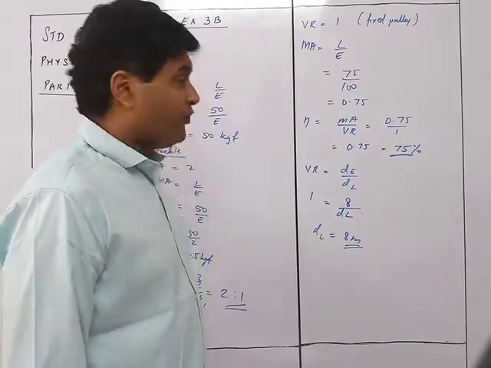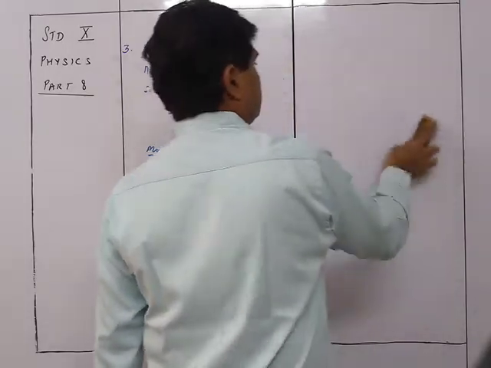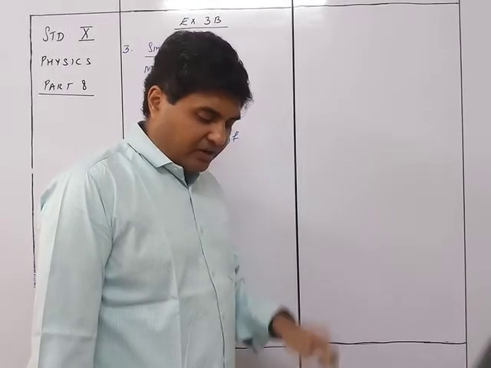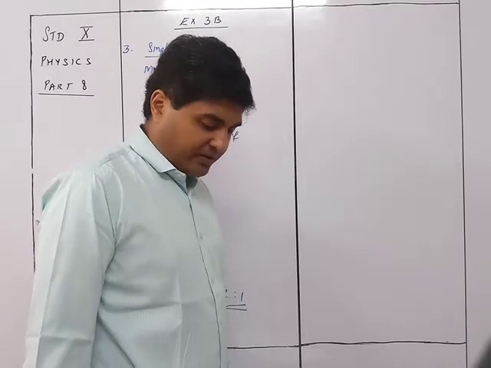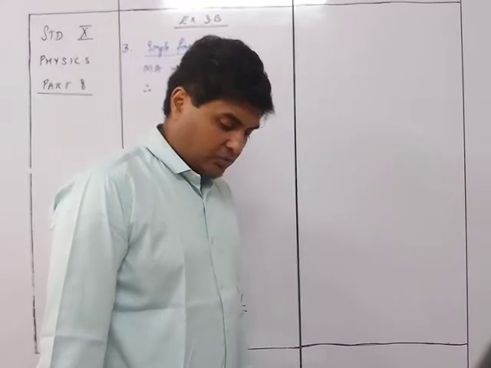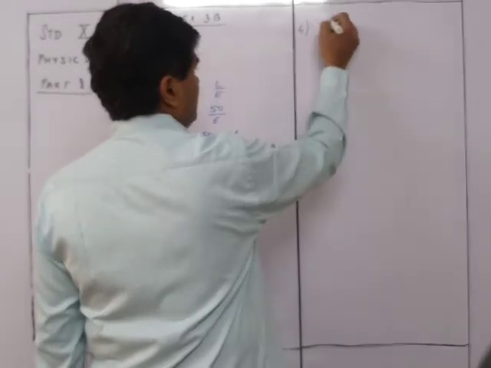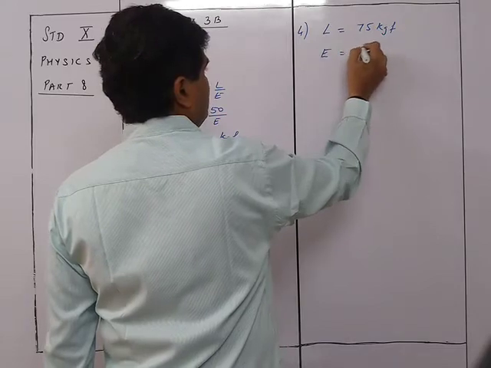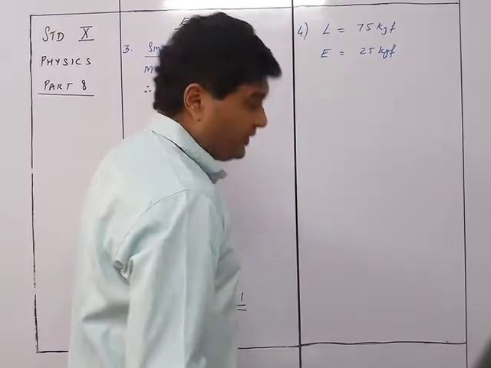We move on to sum number 4. In a block and tackle system consisting of 3 pulleys, a load of 75 kgf is raised with an effort of 25 kgf. So we do not draw the figure because they don't ask us. They have given us the load and the effort. So the load is equals to 75 kgf, the effort is equals to 25 kgf. You need to find out the mechanical advantage.